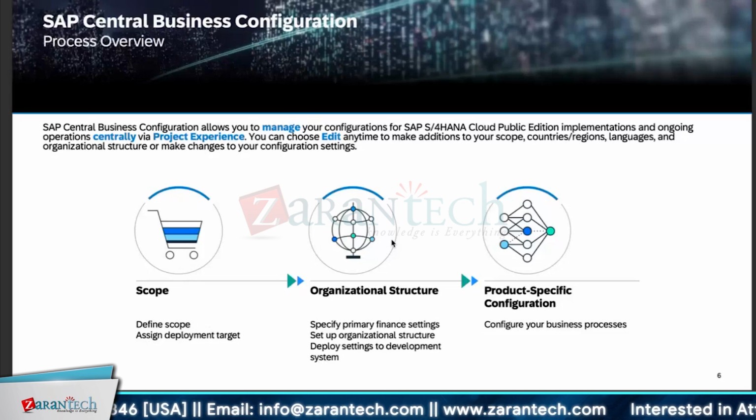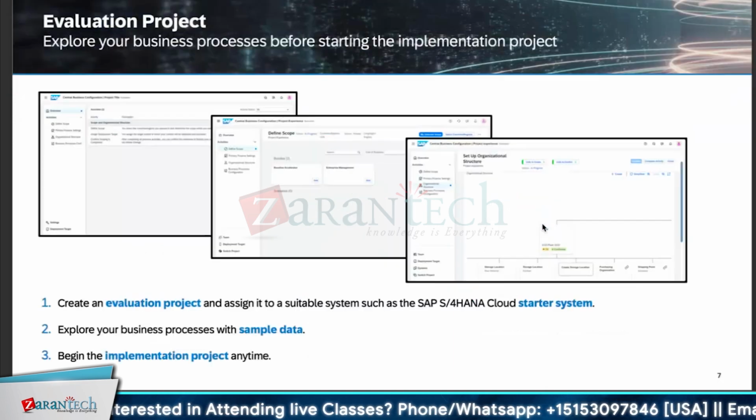You have to deploy different structures, so all the structures you will define here. I'll show you that also. And then for any product specific process, you have to configure the business process. Then you will go with this product specific configuration in the central business configuration. This you will also be doing in this block. And once you're done with that, you will be doing your evaluation project.